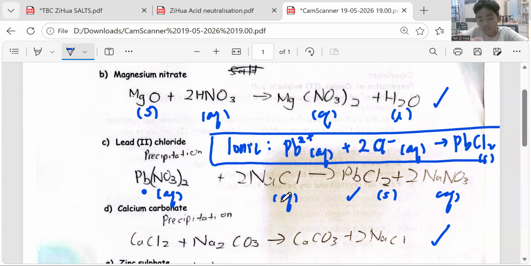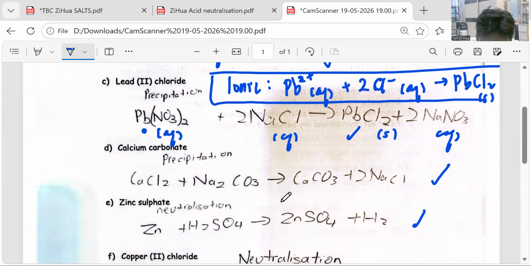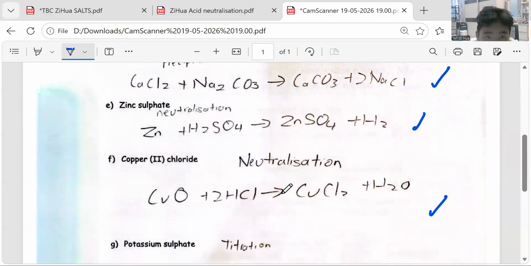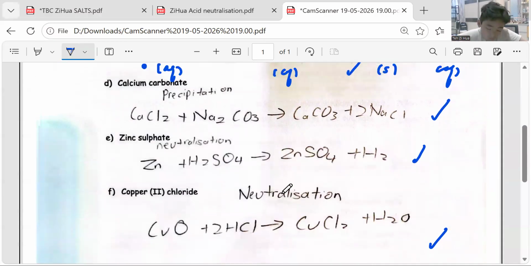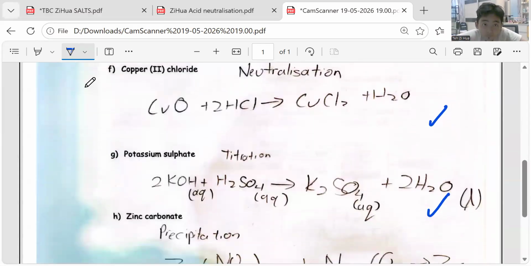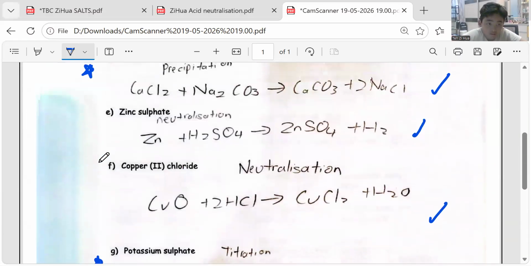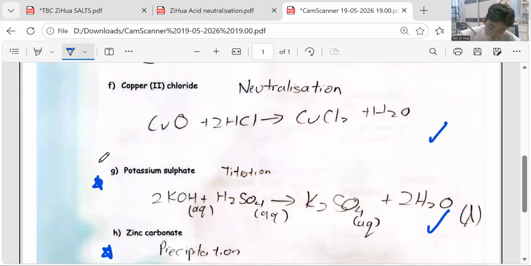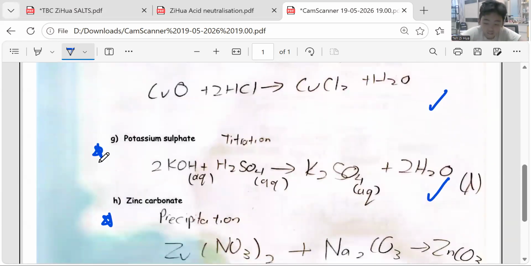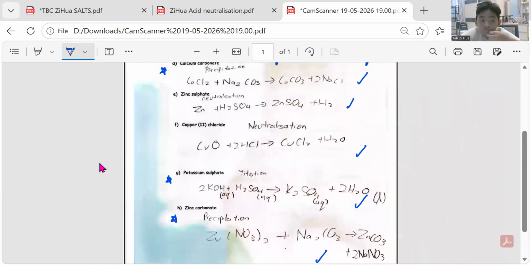You get it? So when they ask you ionic equation with state symbols, it's the kind of 3-mark question. Can you write the state symbols for everything, and then can you do the ionic equation for D, for G, and for H. Write state symbols for everybody, but write the ionic equation for D, G, and H. Can you understand? Yes. Do it and then send me a PDF, okay? PDF is easier for me to see.